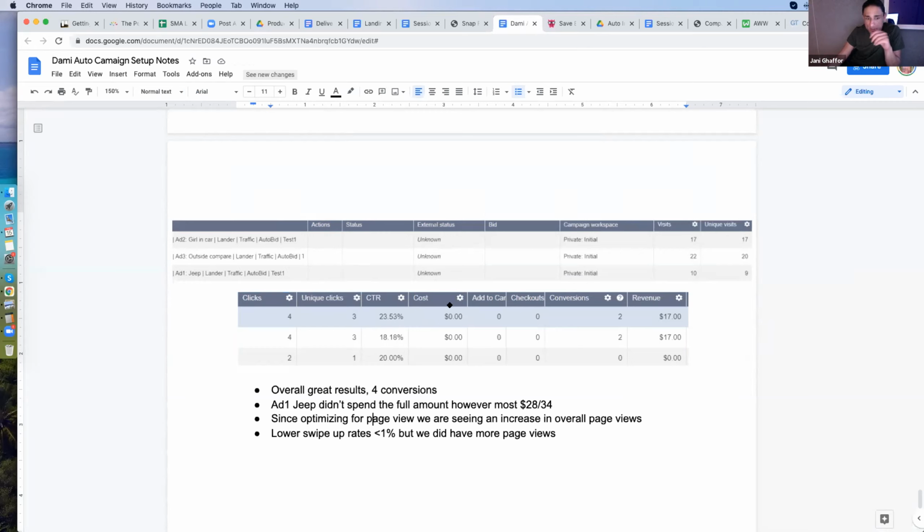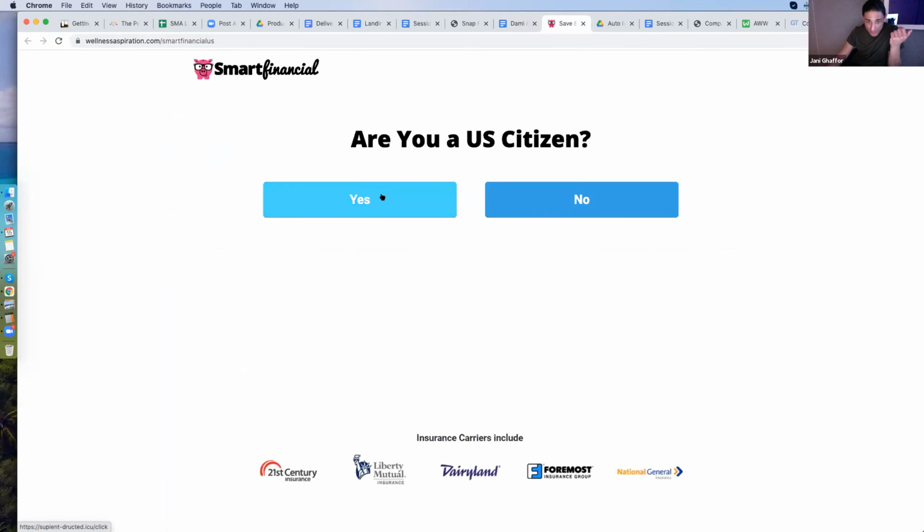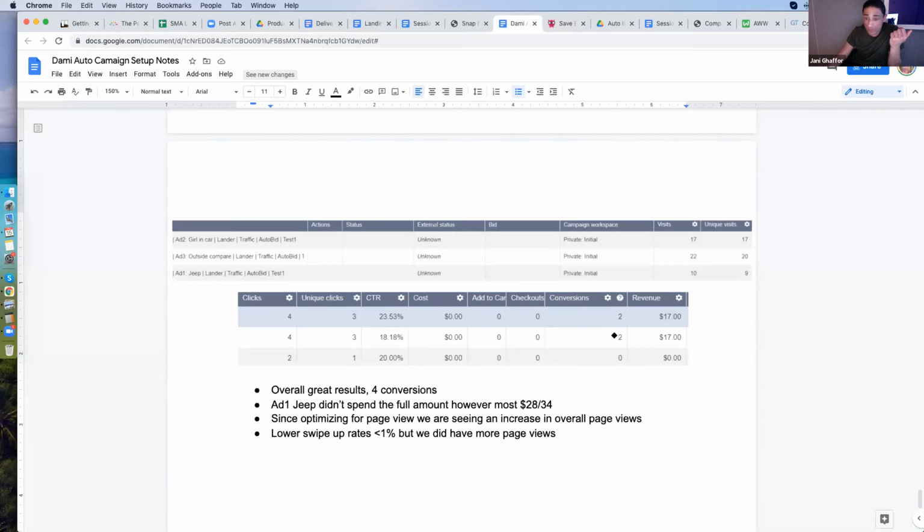But the interesting thing is here, look, from the people who visited the landing page, the first ad, 3 of them clicked to the offer, and we got 2 conversions. That's a super high conversion rate. The next ad, 3 people clicked the offer link, and 2 people converted. So he made $17 there, $17 on the second one. The third one, only 1 person clicked, so we didn't get any conversion.